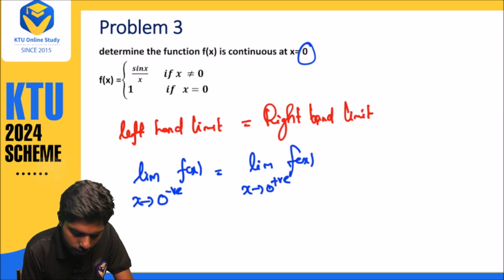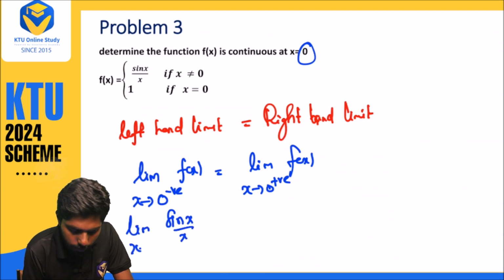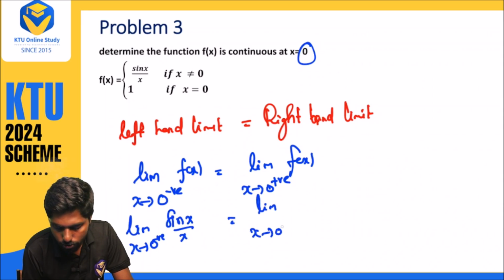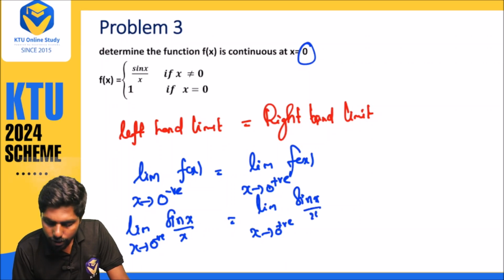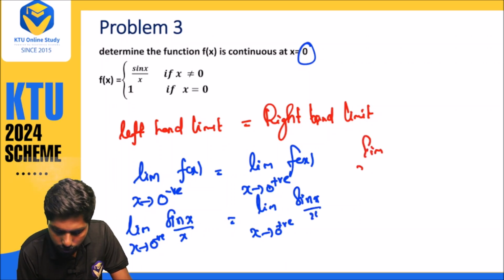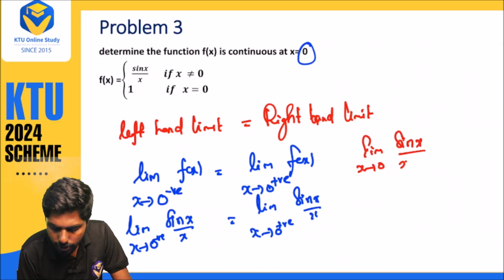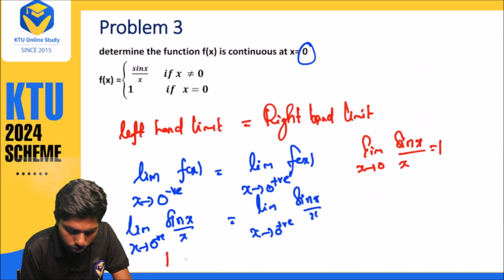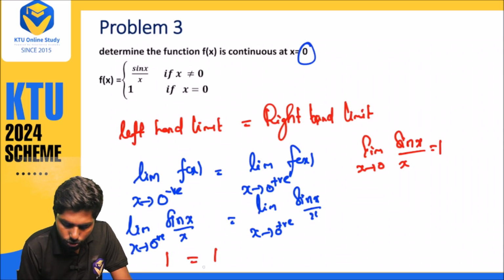So what is f of x here? That is nothing but sin x divided by x. That is, the limit as x approaches 0 from the negative side, and the limit as x approaches 0 from the positive side, of sin x divided by x. I already told you that the limit as x approaches 0 of sin x divided by x is nothing but 1. So here also 1 is equal to 1. So when both are equal, we will be saying the thing.